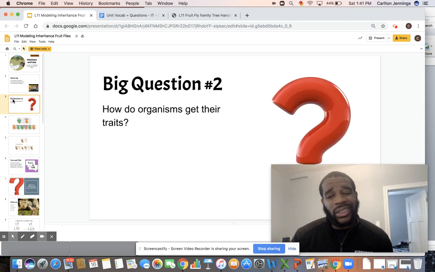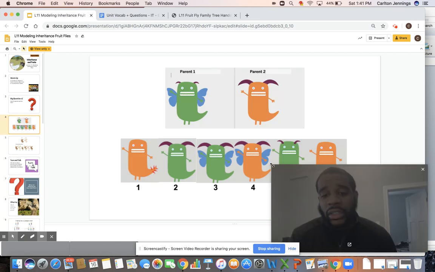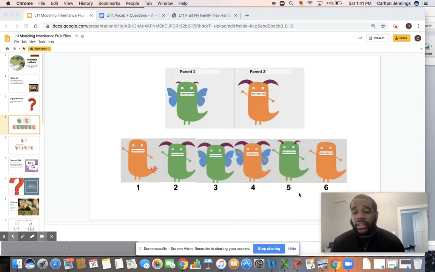Big question: how do organisms get their traits? We're still answering this question, even though we kind of got the answer. We're learning more specifics to figure out how that answer makes sense. In our last lesson, we saw these two monster parents and looked to see which of these offspring these two parents can have.